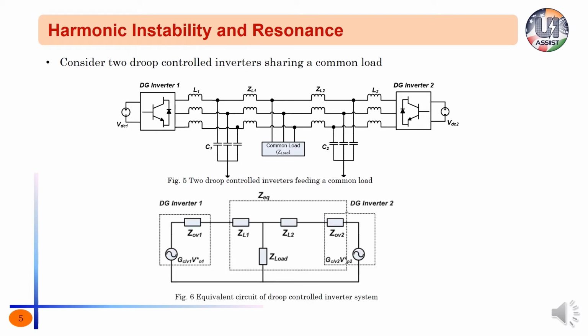In figure 6, the equivalent circuit of the system of figure 5 is shown. Inverters are represented using Thevenin's equivalent, that is, a voltage source in series with an equivalent output impedance of each inverter. Now let us neglect the voltage sources, and the remaining impedance network can be divided into two equivalent impedances. One is called the source impedance, the other is the load impedance. Here the closed loop output impedance of inverter 1, that is ZOV1, forms the source impedance, and the rest of the circuit forms the load impedance.